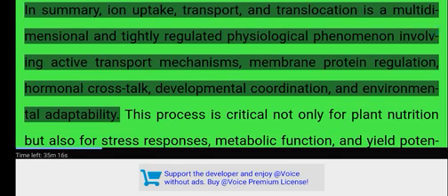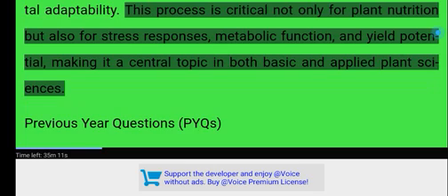In summary, ion uptake, transport, and translocation is a multidimensional and tightly regulated physiological phenomenon involving active transport mechanisms, membrane protein regulation, hormonal crosstalk, developmental coordination, and environmental adaptability. This process is critical not only for plant nutrition but also for stress responses, metabolic function, and yield potential, making it a central topic in both basic and applied plant sciences.